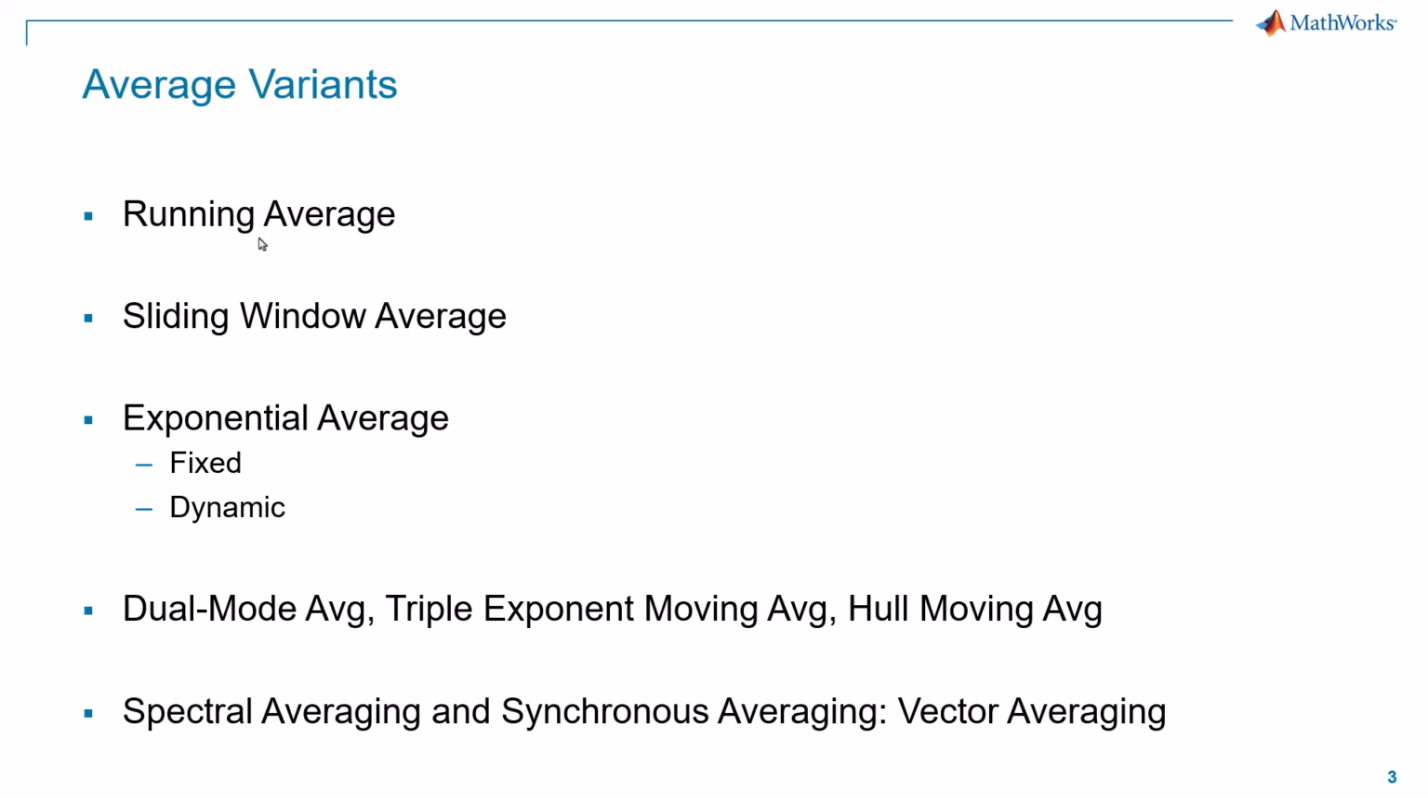In the first video, again, if you haven't seen that already, I'd recommend you go through and see that first. That covered three techniques: running average, the sliding window average, which is really an FIR (finite impulse response) filtering based averaging method, and then the exponential averaging approach, which is a form of IIR (infinite impulse response) based averaging technique. And there were two variants of the exponential average, the fixed and dynamic.